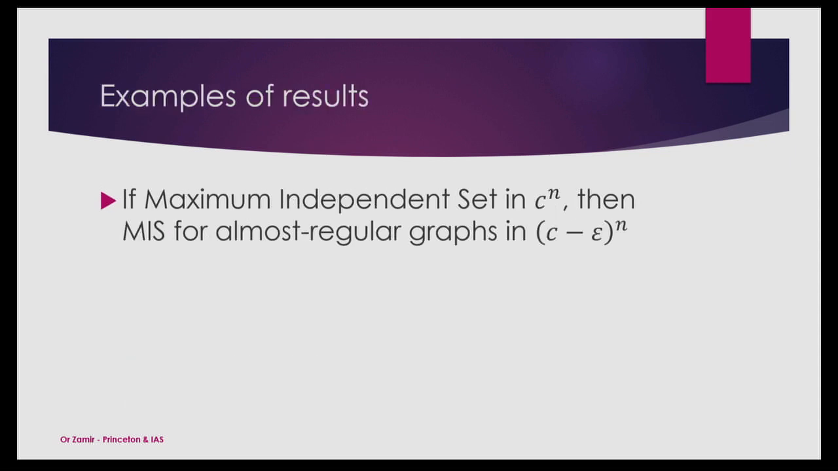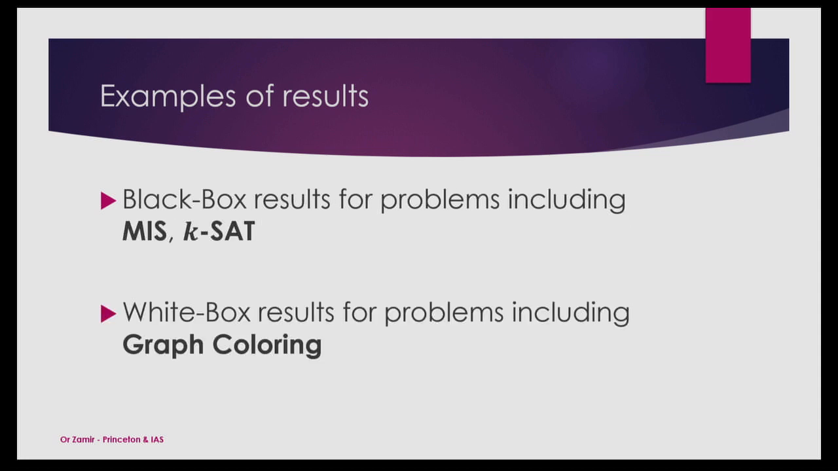The type of results we will want to get are black box results, meaning something like this: we have a certain problem, and if I can solve this problem, for example maximum independent set, in time c to the n in the general case, then for almost regular input instances I can solve it in c minus epsilon to the n time. If we have such a result, we will call it a black box result, meaning that I don't care about what the running time or the algorithm is for the general case. As long as the input is of a certain form, I can have a faster algorithm.